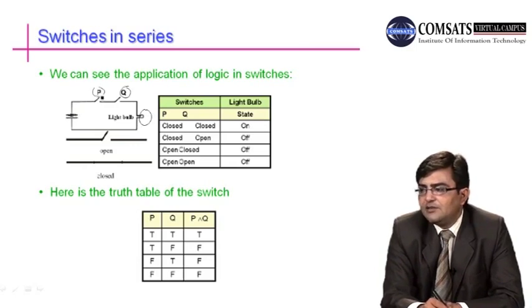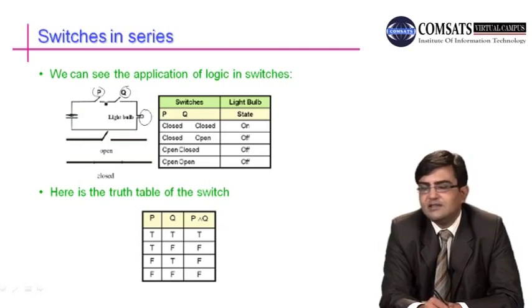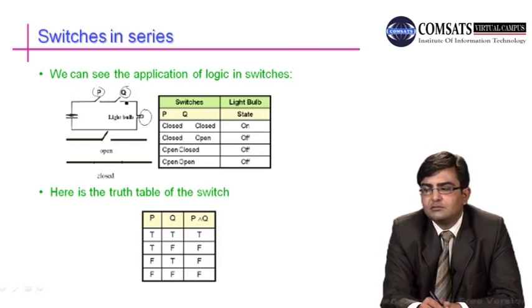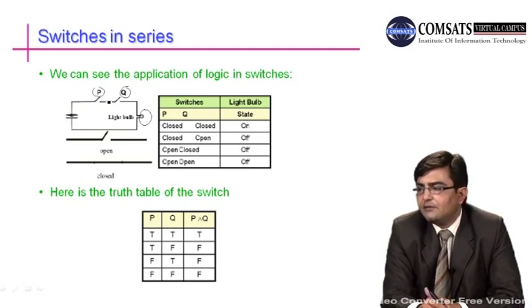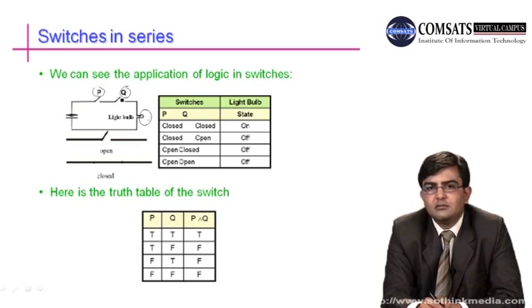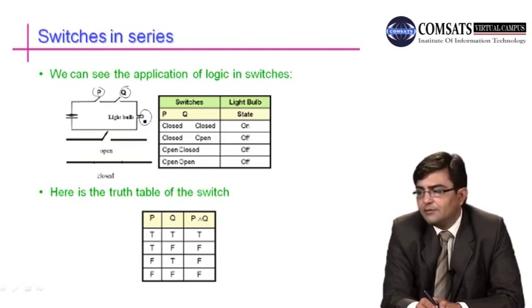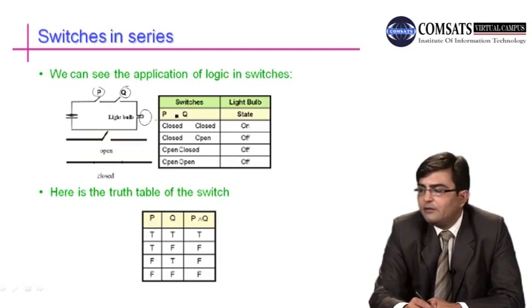If the switches are in series, meaning they are in the same line, when P is open and Q is open, the bulb cannot be lighted. If P is closed and Q is open, the bulb will be off. If P is closed and Q is closed, these being simple switches in a room, then the bulb is on. If one of P and Q is open, we cannot turn the bulb on. So this is an example of a series circuit.